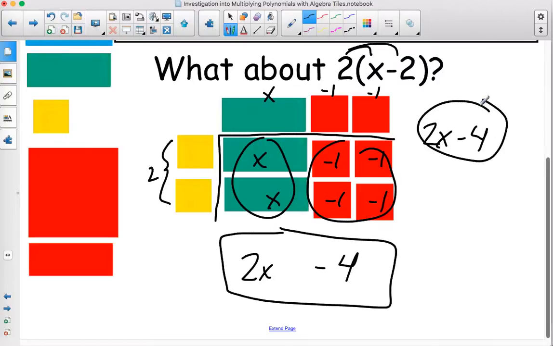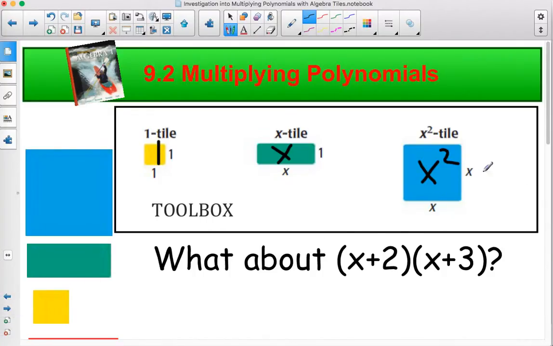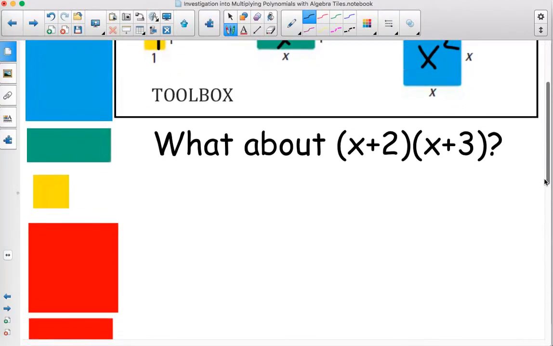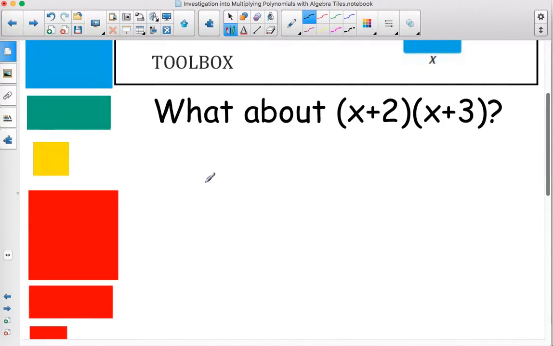Now I want to show you where it becomes useful when I'm multiplying two polynomials. We're going to skip this 3 times x minus 1. I want to look at this. So for example, what if I have x plus 2 times x plus 3? This is where we're going to have to start to get clever. So on one side of my foundation, I need a length x plus 2. On my other side, I need length x plus 3.